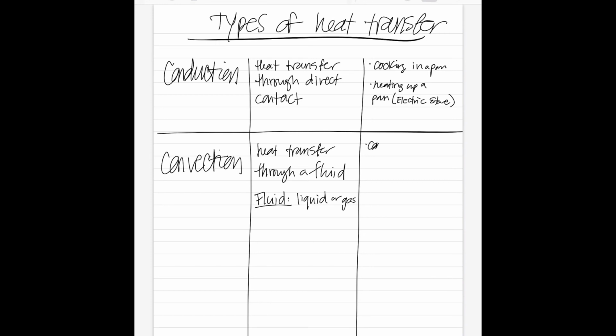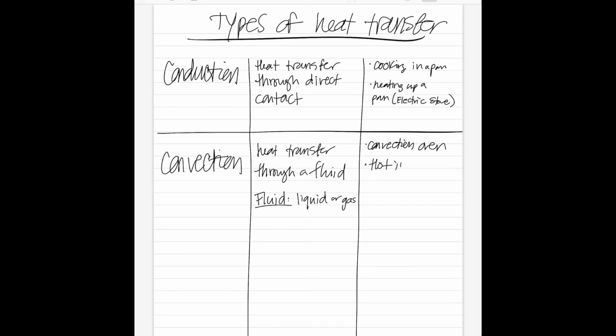So a convection oven, now a convection oven is different than a regular oven because a regular oven just works off of radiation technically because it has a heat source that it's radiating heat out of. But a convection oven has a fan that circulates the heat and it actually cooks your food more evenly. So that's a convection oven.